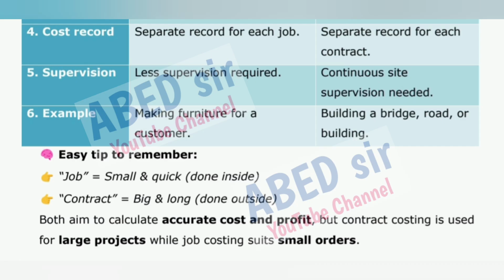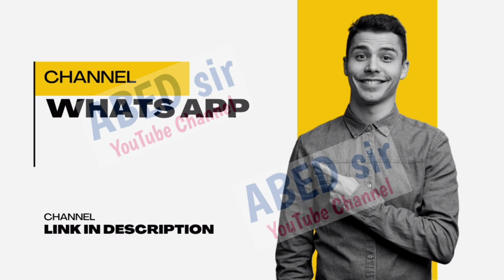5. Supervision: less supervision required; continuous site supervision needed. 6. Example: making furniture for a customer; building a bridge, road, or building. Easy tip to remember. Job is equal to small and quick, done inside. Contract is equal to big and long, done outside. Both aim to calculate accurate cost and profit, but contract costing is used for large projects while job costing suits small orders.